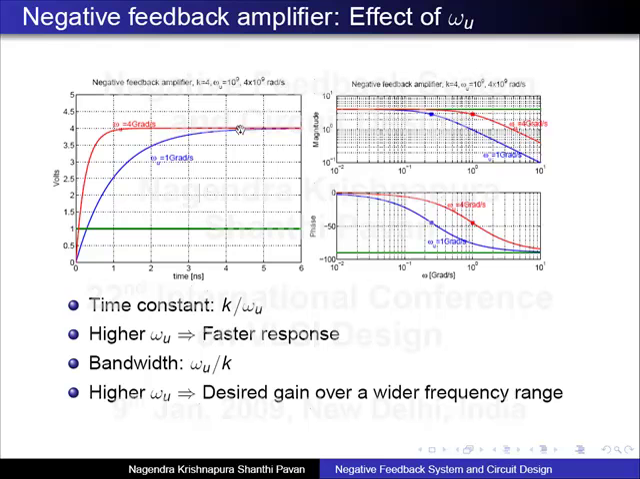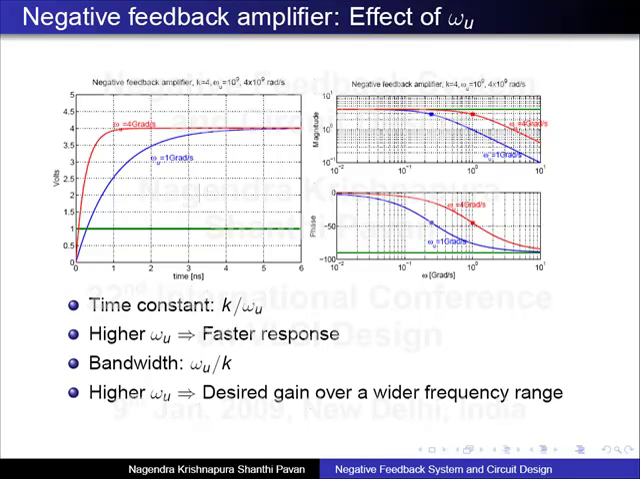The output should be 4 volts. Now omega u can be any value. Let's say I take 1 gigaradians per second. Then it follows this blue line, ramps up and reaches 4 volts. Let's say omega u is 4 gigaradians per second. It does the same thing but much faster. So that's the pretty obvious difference. In the time domain you will see a faster response.